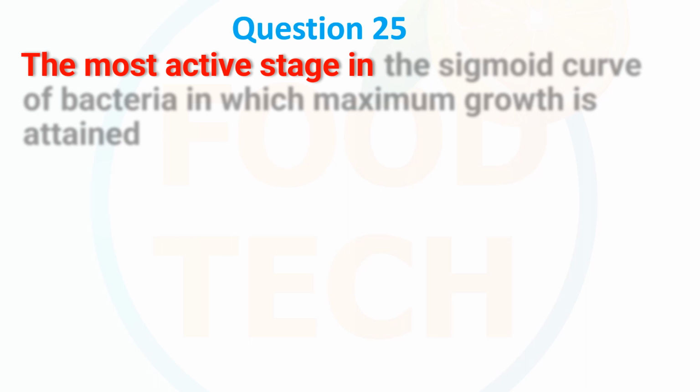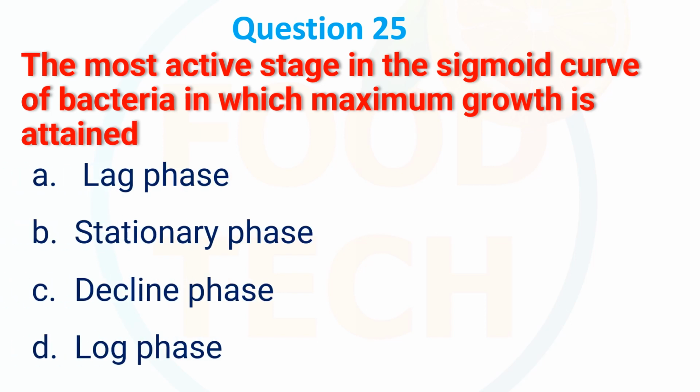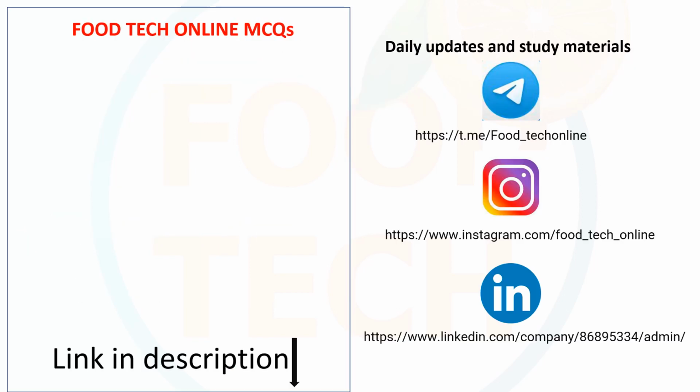The most active stage in the sigmoid curve of bacteria in which maximum growth is attained: A. lag phase, B. stationary phase, C. decline phase, D. log phase. The answer is B. Stationary phase.